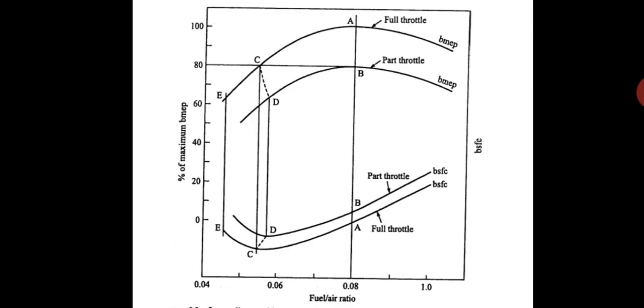If still less power is desired, reducing the fuel air ratio further at full throttle to point E would be undesirable, as the burning time losses would increase and misfiring may result. It would be better to reduce the throttle to point D in such a way that it gives minimum BSFC.